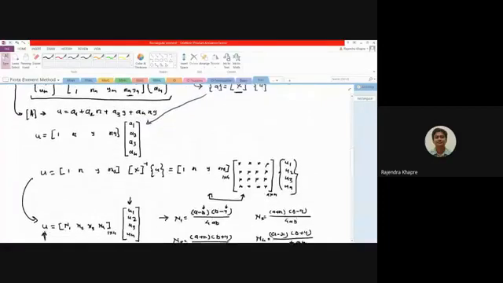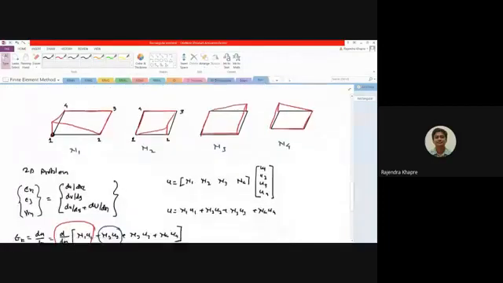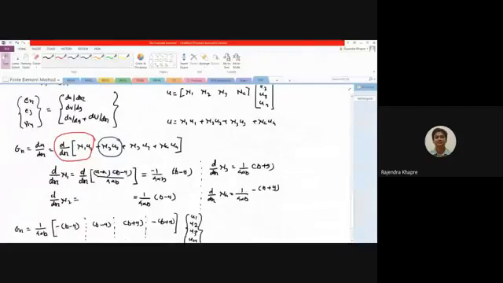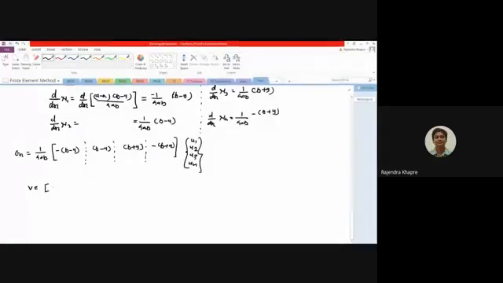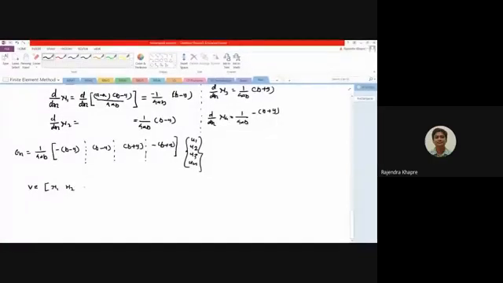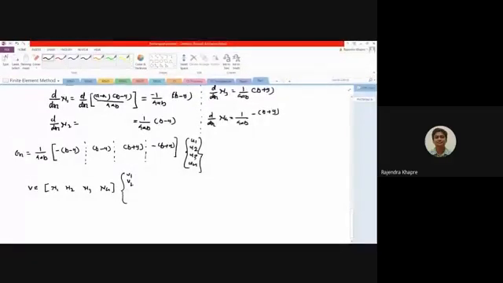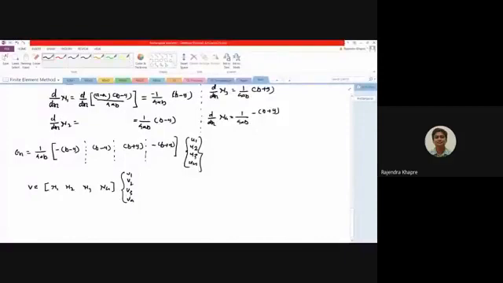So ultimately we are going to end up with the same thing. Everything is going to remain the same, and as a result of this you will have an expression something like this, that is v equals n1, n2, n3 and n4 multiplied by v1, v2, v3 and v4. The same thing is going to happen.